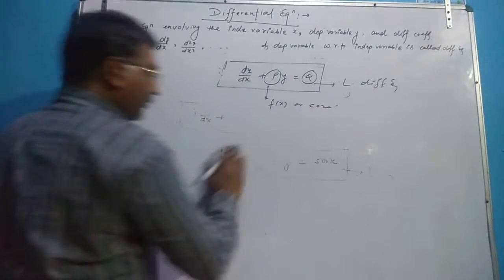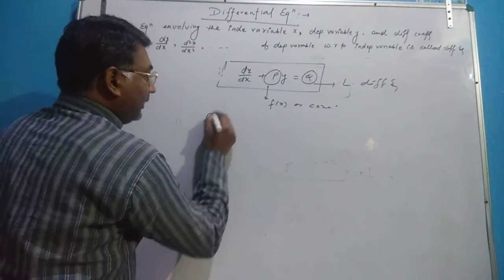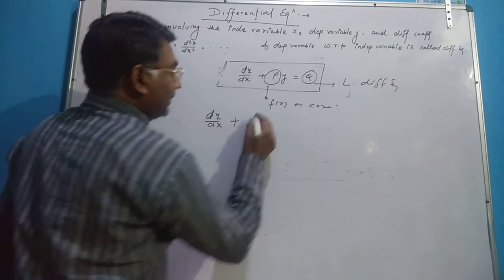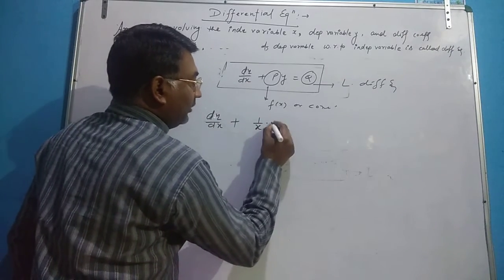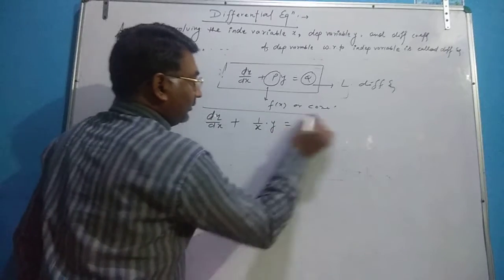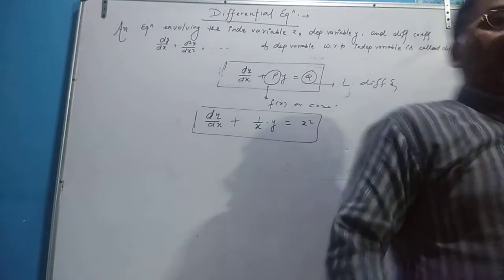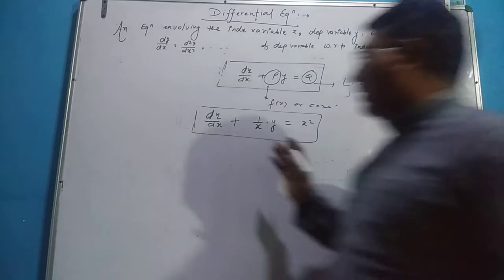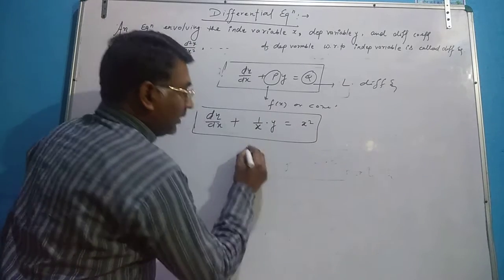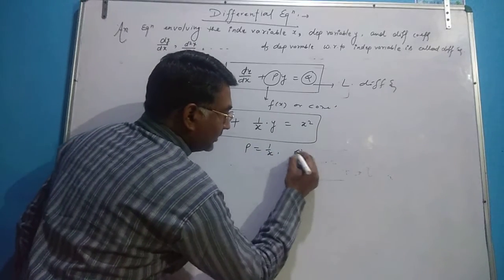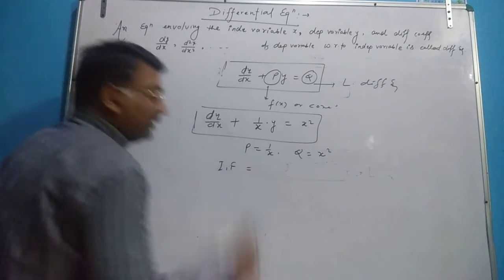First of all, define what the solution of a differential equation is. For example, dy by dx plus 1 by x into y equals x square. Solve the equation, and this is a very important point. Solve the differential equation dy by dx plus Py equals Q. Comparing both sides, P is 1 by x and Q is x square. So first of all, find the integrating factor.